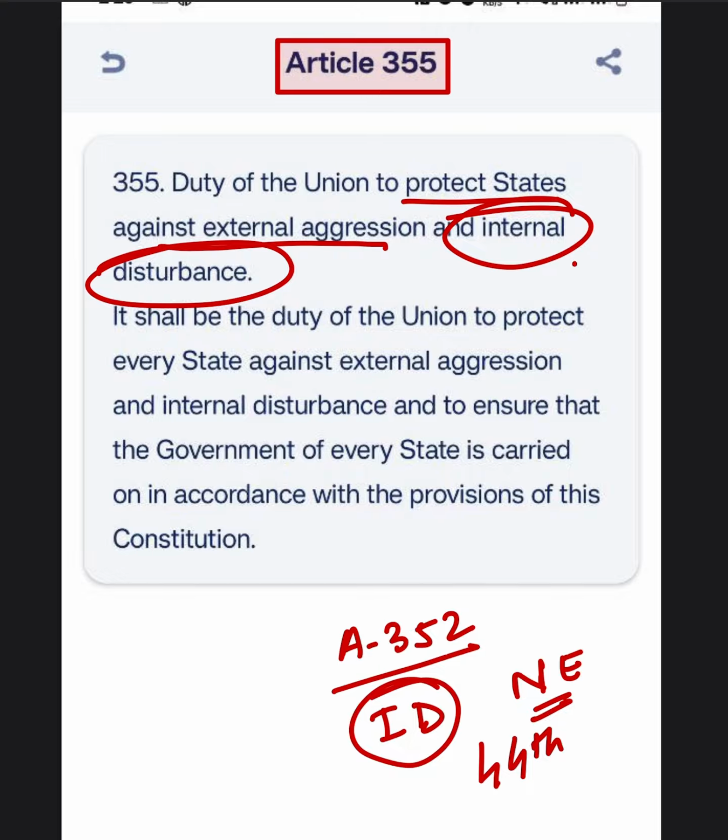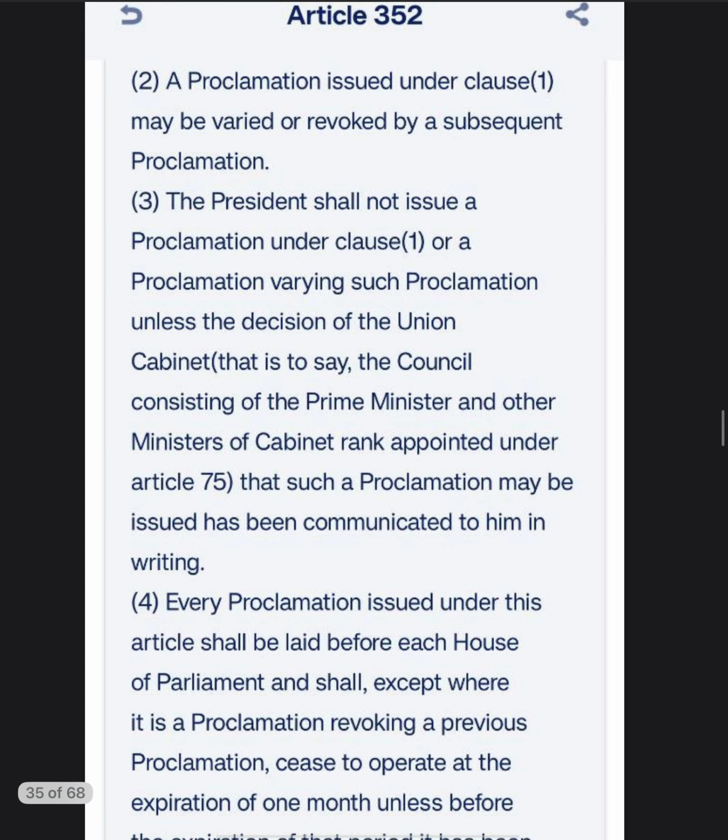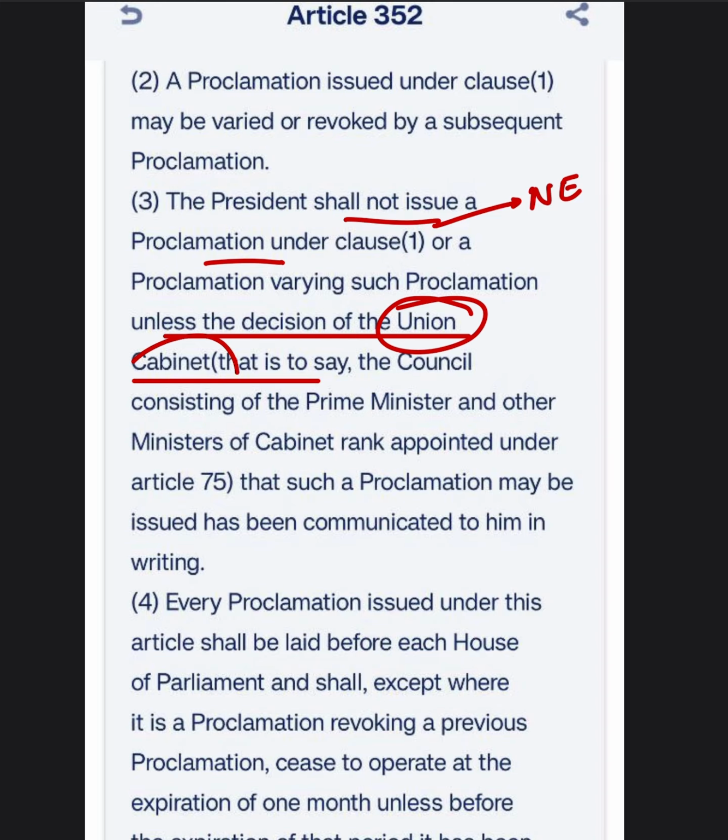Okay. Now next, see 352. I have asked the word Union Cabinet, whether it is mentioned or not. So it is mentioned. See, the President shall not issue the proclamation under Clause 1, related to the national emergency, unless the decision of the Union Cabinet has been communicated. What is cabinet? It is also defined. So you see, the word Union Cabinet is mentioned.